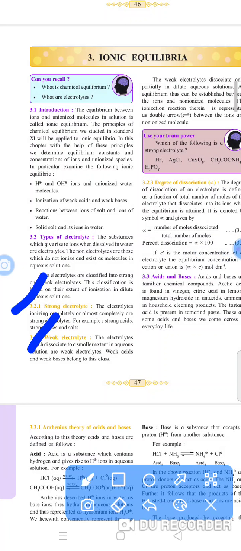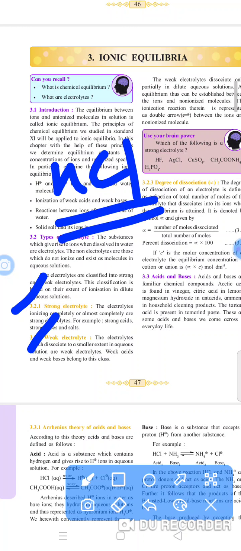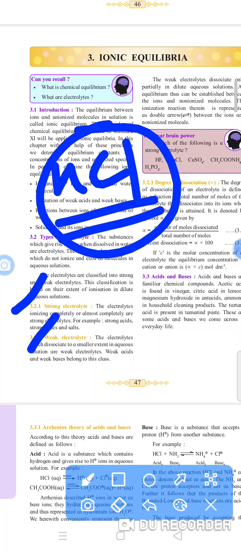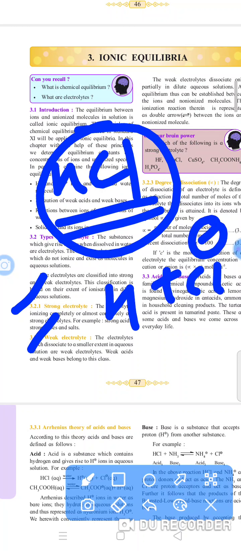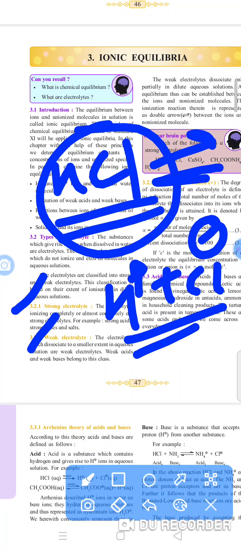For example, strong acids, strong bases and strong salts are strong electrolytes. Which are the strong acids? For example, HCl is a strong acid because it ionizes completely into H plus and Cl minus. HCl dissociates into H plus and Cl minus, completely ionized. That's why HCl is a strong electrolyte.